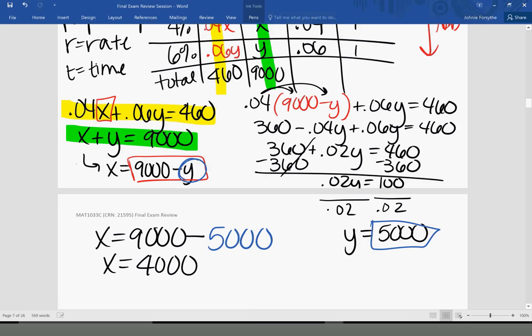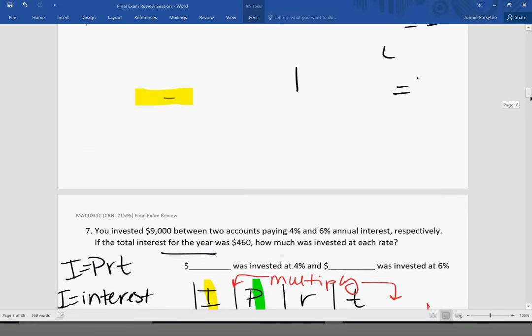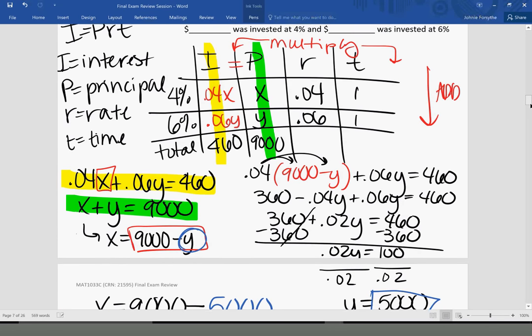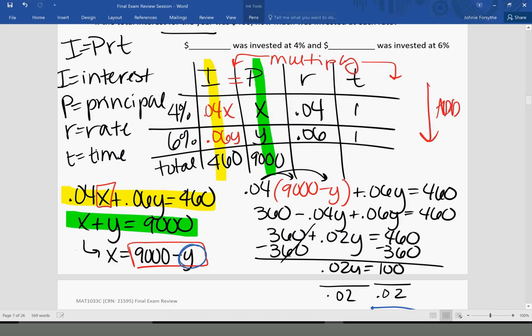Now, your final is going to ask you, okay, what do those numbers mean? So it's going to ask you the way I have it at the top: what amount was invested at 4%? So 4%, that amount is x. So x equals 4,000. And what amount was invested at 6%? 6% is your y. That was 5,000.